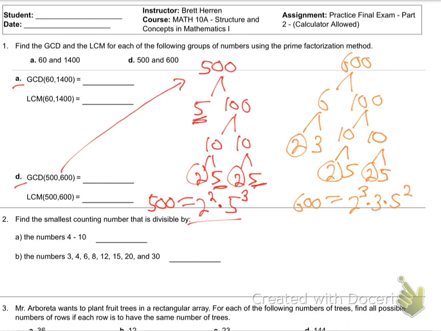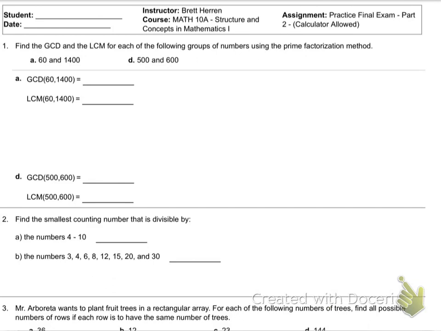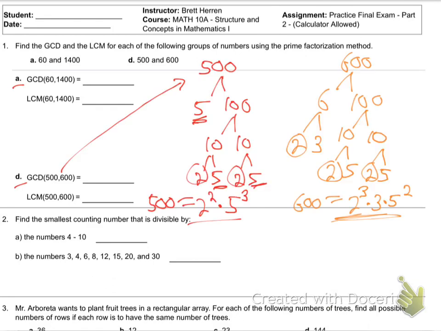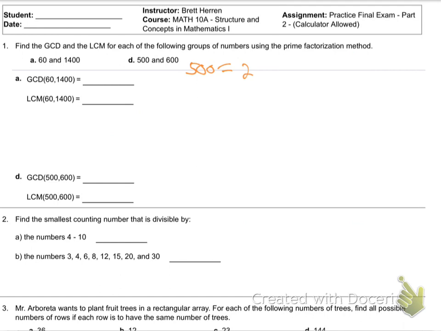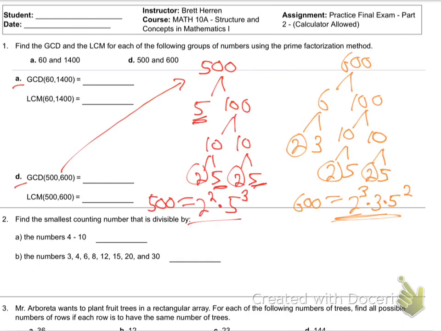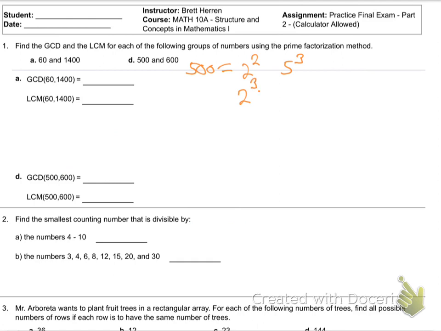Times 3 times 5 squared. Yeah, all right, so we get the breakdown of the 500 and the 600. Let's go to a fresh screen. All right, so what do we have here? 500 is 2 squared 5 cubed. So I'll leave a space for the 3's there, for the next prime. Let's go back. 600 is 2 cubed, 3, 5 squared. And that's 600.